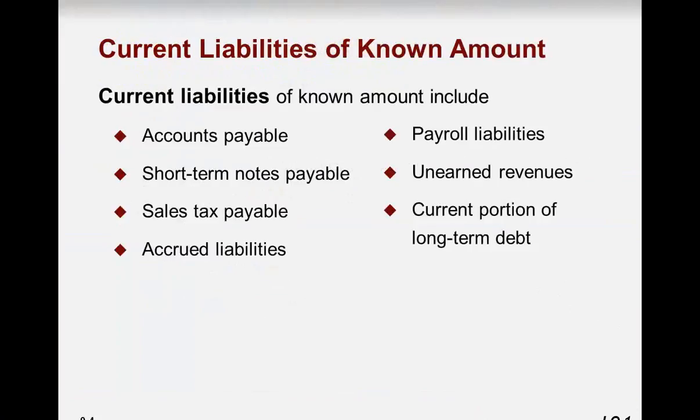So here are some more examples of current liabilities of known amounts. We have the accounts payable, short-term notes payable, sales tax payable, accrued liabilities, payroll liabilities, unearned revenues, and the current portion of long-term debt. Keep in mind that some debt, such as mortgages, will have part of them being current. The next 12 months that would be due would be current liabilities, and the remainder of that mortgage would be a long-term debt.